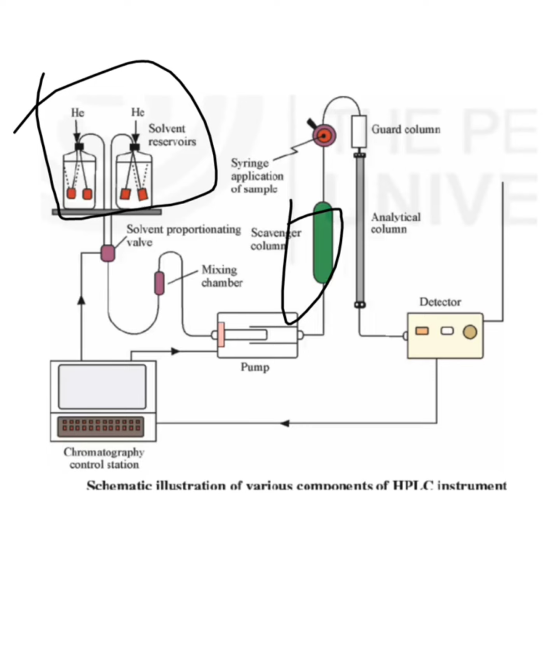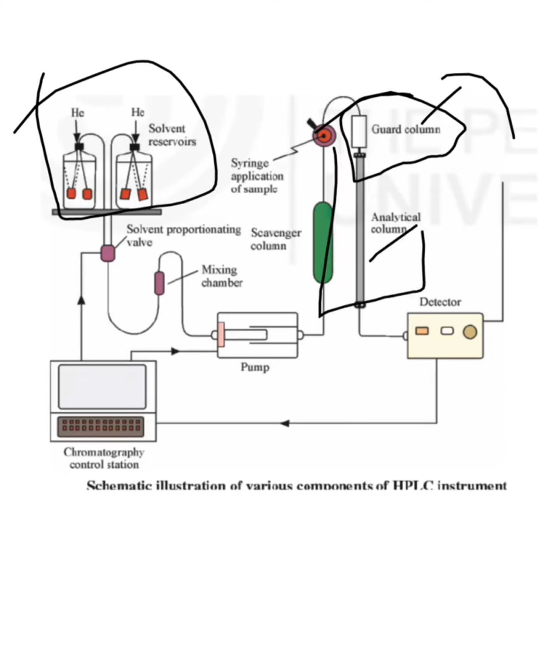Before the column, a small guard column is used to remove the contamination of the solvents or the samples, which can be removed using the guard column. And further, the separation column, containing packing to accomplish the desired separation, can be seen from the analytical column, and a detector capable of measuring the solute concentration. Detectors are used to measure the concentration of the solute.